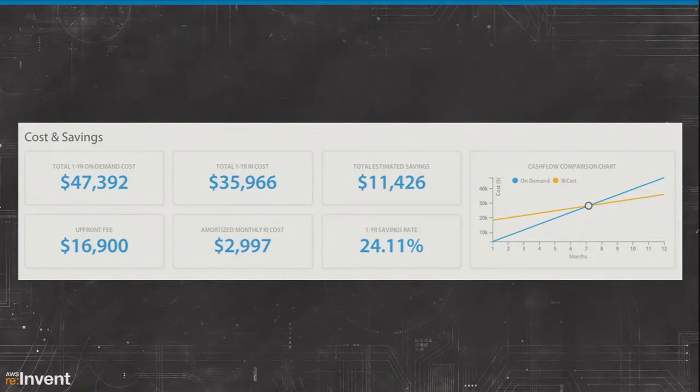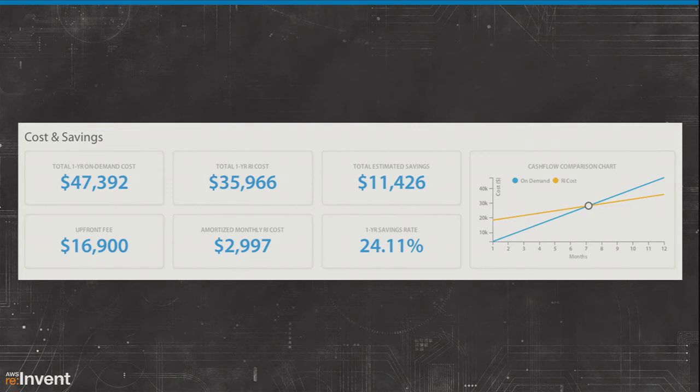What your total one-year on-demand cost would be, your cost if you bought the RIs we're recommending, what your estimated savings would be, both in terms of raw dollars and a percentage. And then we show you what your upfront fee is, and we amortize that fee into the term of the RI to show you your amortized monthly cost. This is what finance guys are asking for. They love the chart as well because it shows cash flow-wise exactly what they're going to be up against.